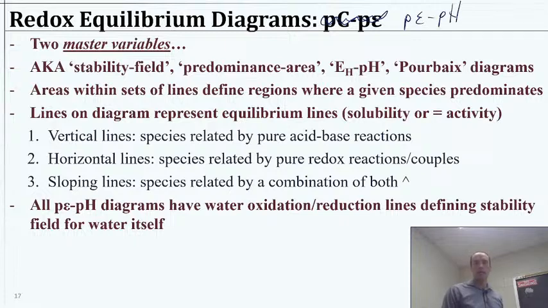So for our pE-pH diagrams, these are our two master variables. A master variable, our pH, has been our master variable for so many things this semester. We might recognize these graphs will be giving us a lot of important information, or summarizing a lot of good information, right? These have also been called stability field diagrams, predominance area diagrams, Eh-pH diagrams, I guess if you don't do the log, or named after, I guess, one of the first chemists who presented these, Pourbaix diagrams.